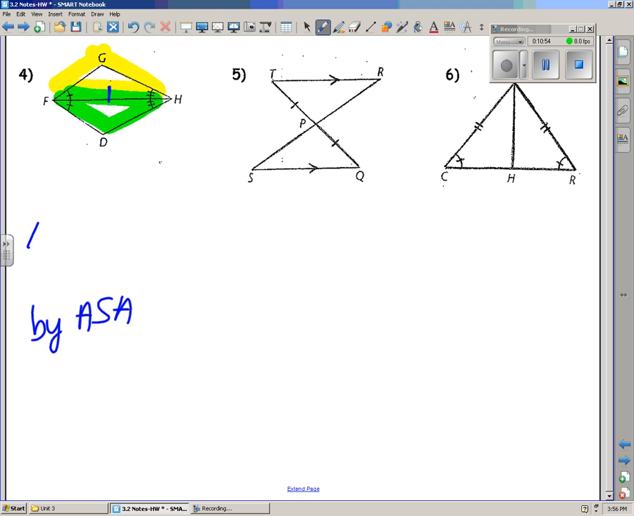We could call the top triangle FGH, and then the bottom triangle, if we make the parts match up, then you're going to have triangle FGH is congruent to triangle FDH.